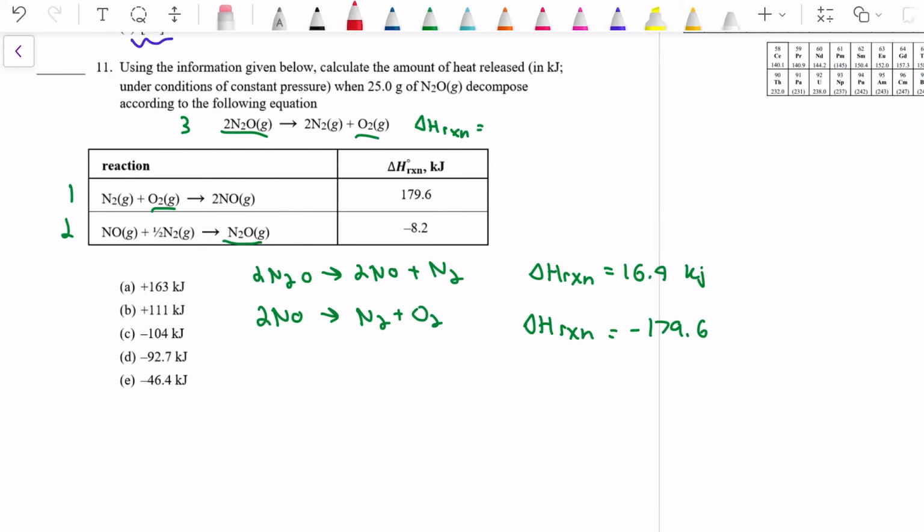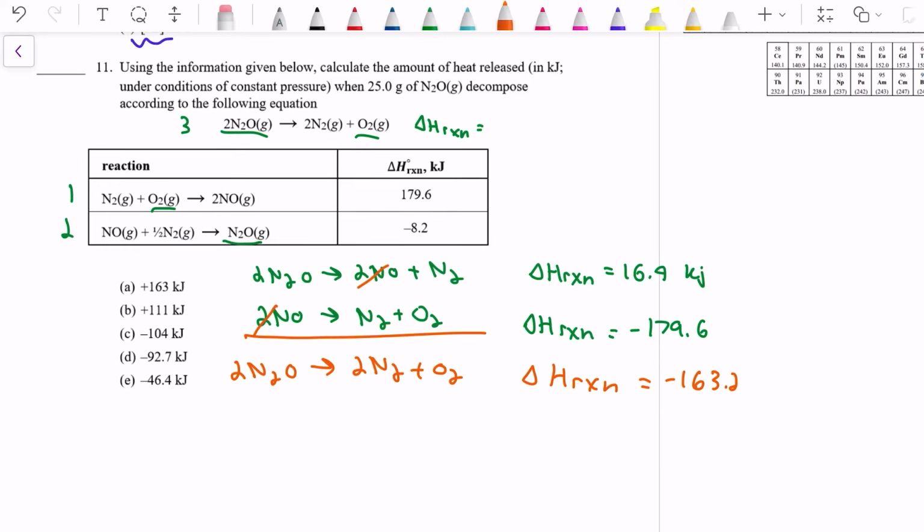Now, if we add these together, my N2s are going to add up, and then my NOs are going to cancel. The overall reaction I'm going to get is 2 N2O turning into 2N2 and 1O2. And now we can just add our delta H's. Let's see, 16.4 minus 179.6. I get negative 163.2. That's my delta H reaction in kilojoules per mole.